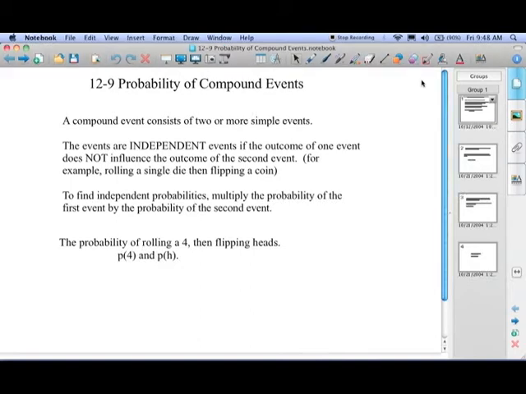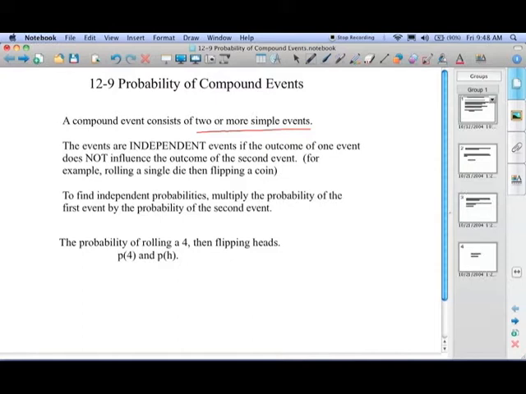12-9, probability of compound events. First, we need to know that a compound event consists of two or more simple events in probability. We have two types of compound events. We have independent events and dependent events. First, we're going to look at the independent events case.